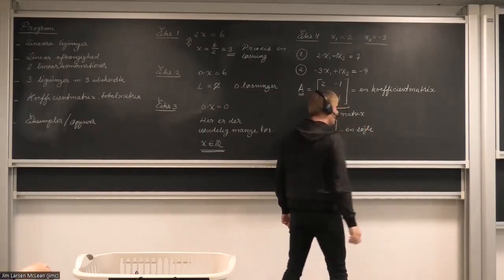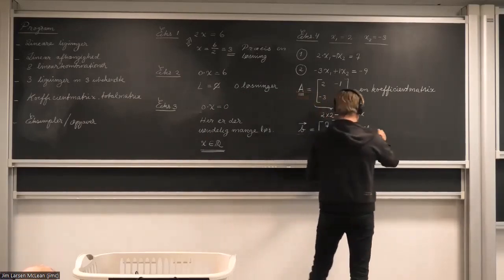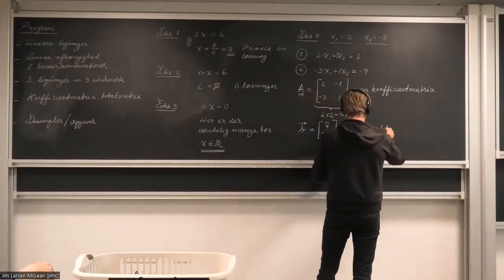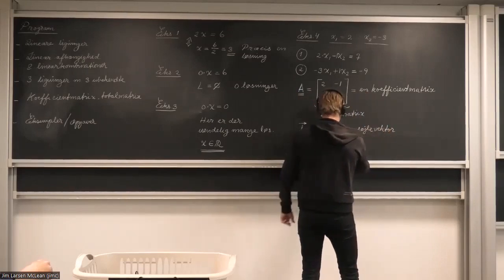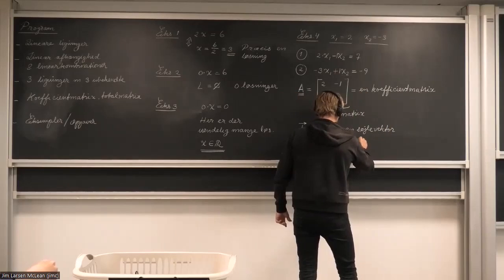You also have a row vector, where you just write the numbers next to each other. But this here is a column vector. And here it represents the right side. Is there one in the system?